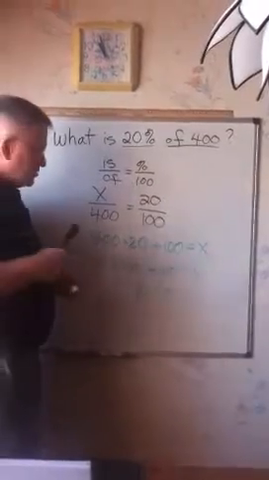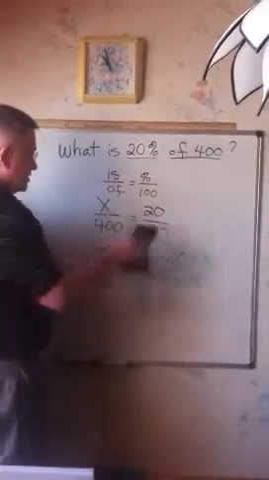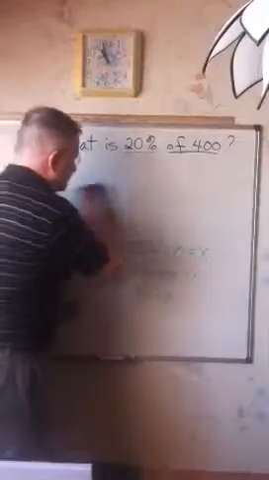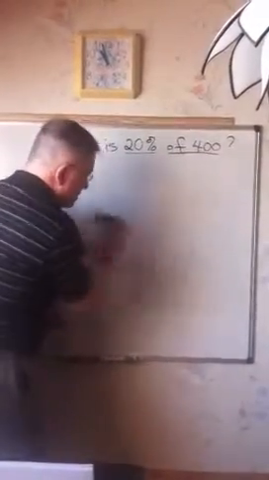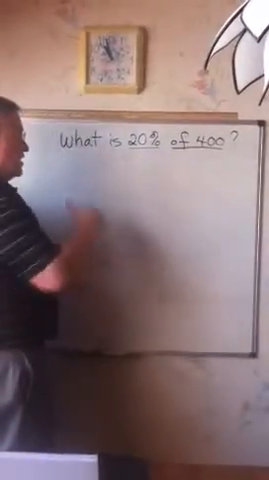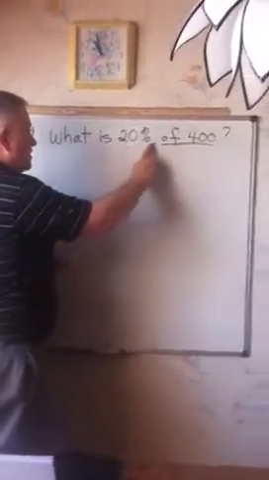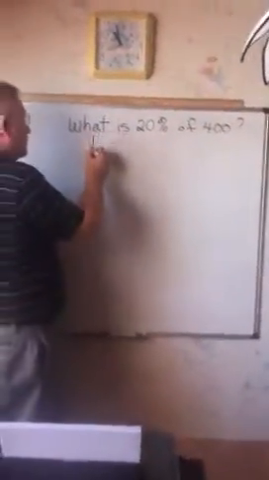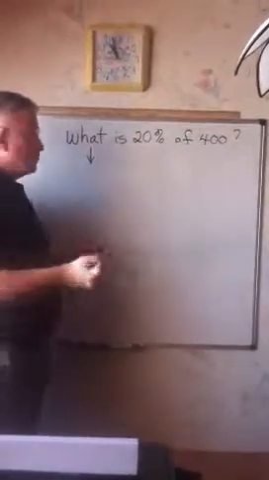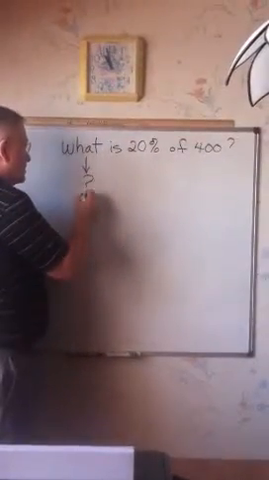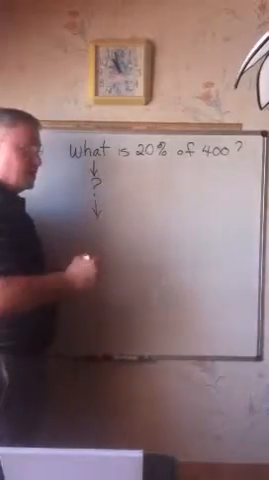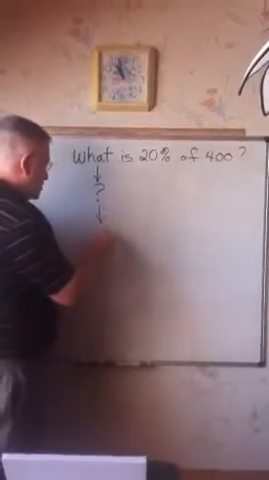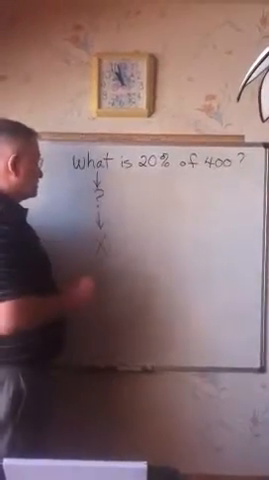Here's the second method that I was going to show you. And it's a little bit different. All we're going to do is translate what these different terms mean. For example, when we talk about what, what does the word what mean? We don't know. It's a question mark. Sometimes we can use a letter, any letter we want that's a variable, and we'll just call it x, because we don't know what it is.